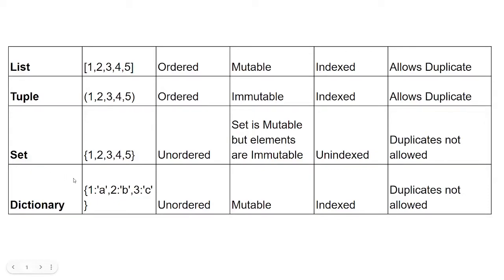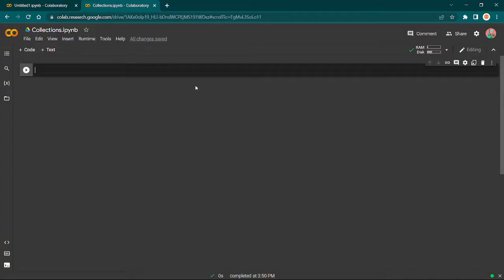Hello. Today we will be seeing about collections in Python. These are the four major collections: list, tuple, set and dictionary. We will be seeing what are the differences and what are the similarities between these four.